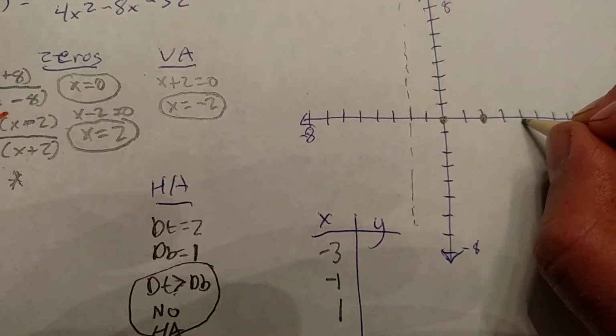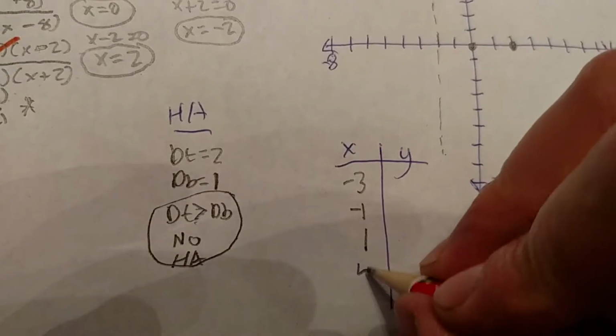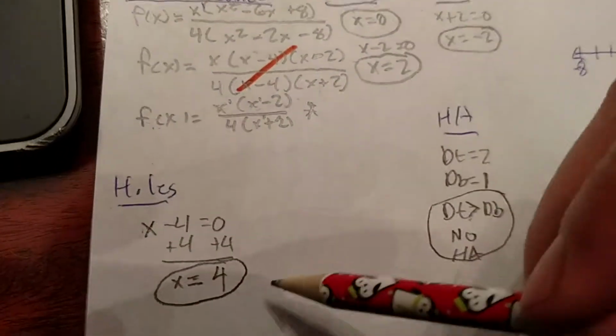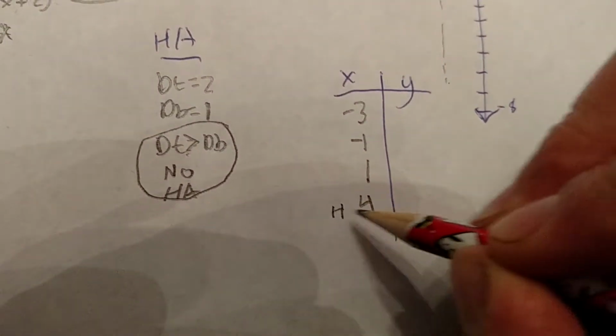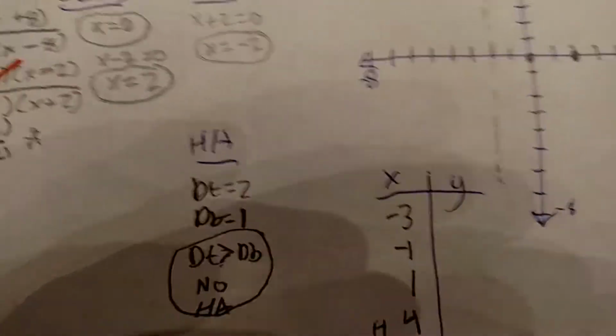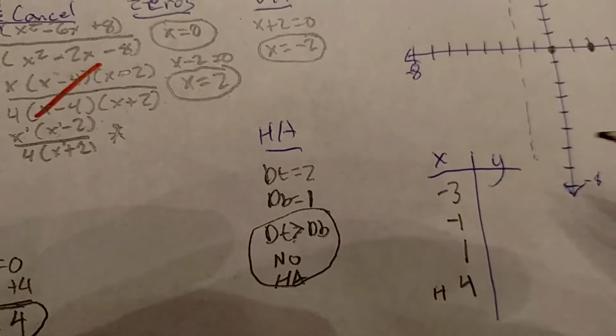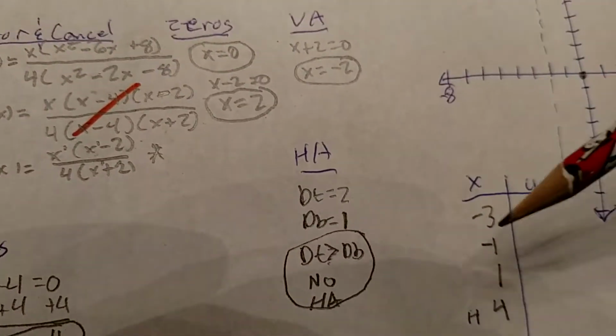let's see, what should I do? I'll do 4. Remember, I have to include the hole. The hole was at 4. So since I have 4, I'm going to go ahead and put an h next to it, and I'm good to go. So I'm going to work these mentally so we don't spend so much time typing on the calculator.